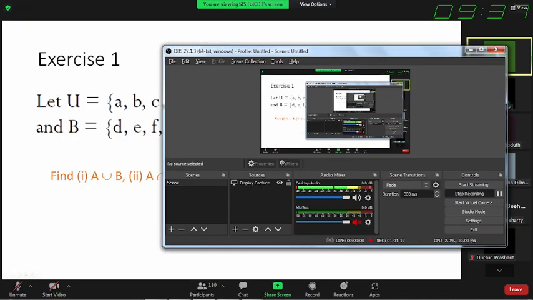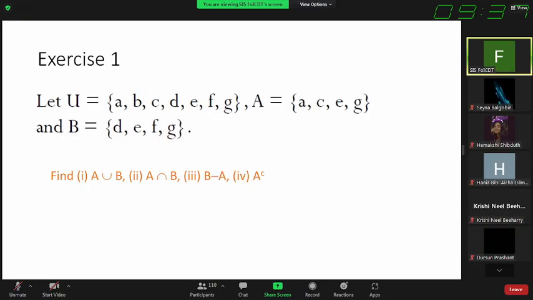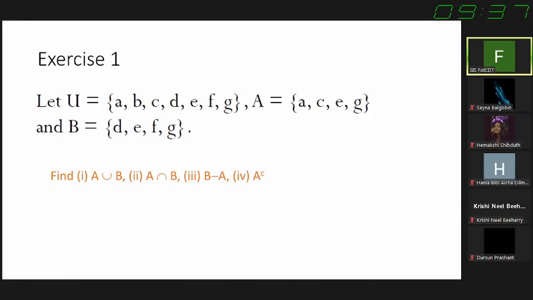The intersection of A and B would be? Yes. The answer would be E, G. That's very correct. I agree with you. E, G, very simple. B minus A? D, F. Say it again. D, F, pretty simple. A complement? B, D, F. Is that okay? Yes. Okay. Who's speaking?